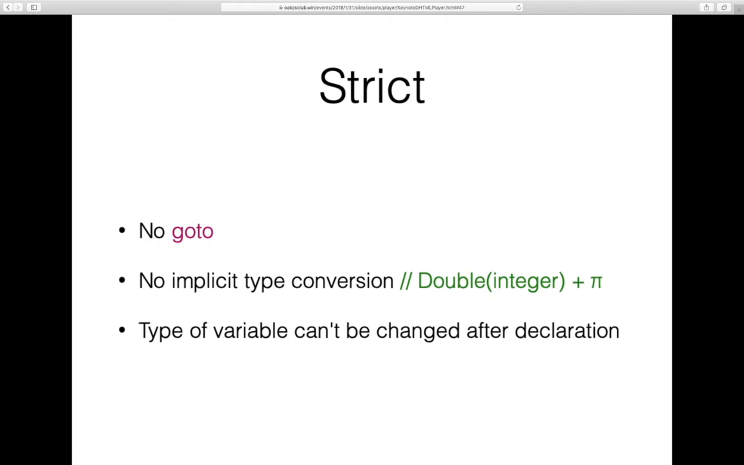Type of variable can be changed after declaration. Well, that is fine, unless you do any. You're still of type any though. Oh yeah, it's still of type any, that's right. Okay, so this is quite handy too.